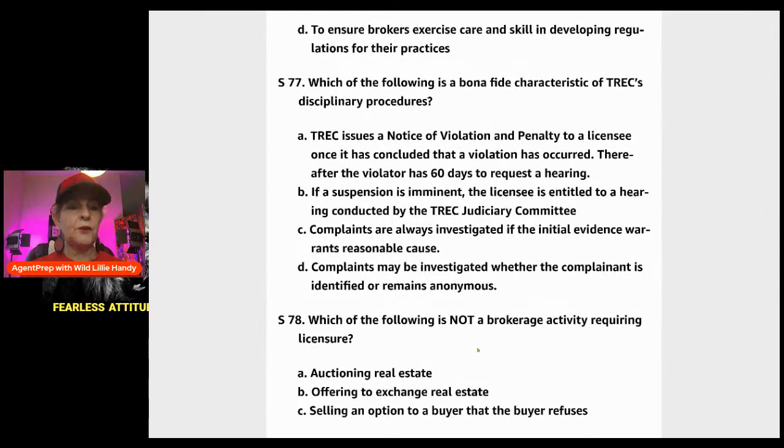All right, the answer here is C. Complaints are always investigated if the initial evidence warrants reasonable cause. So they will review, listen to both sides, investigate it before they actually set a hearing, if they find that it is valid.